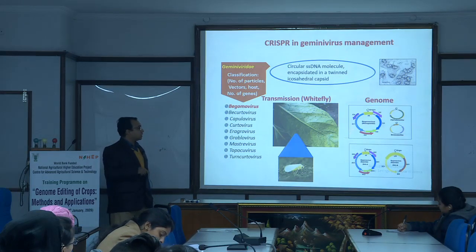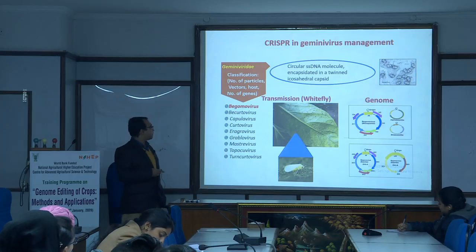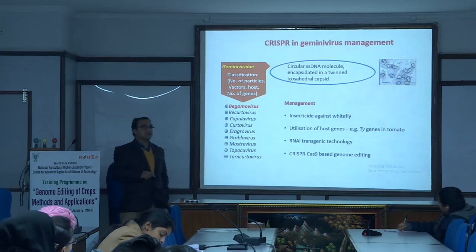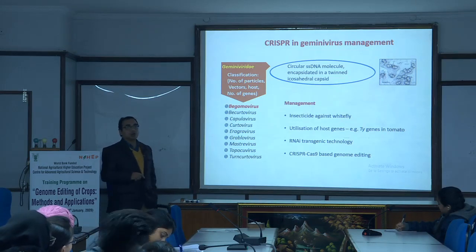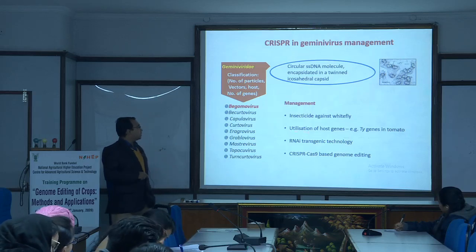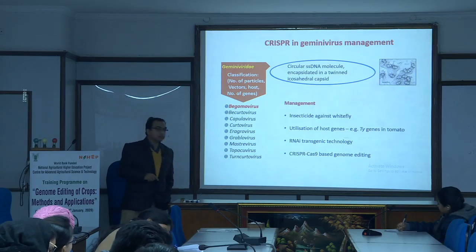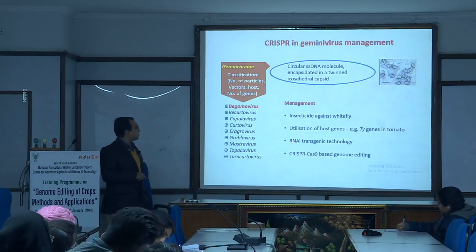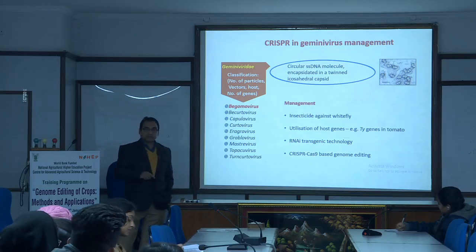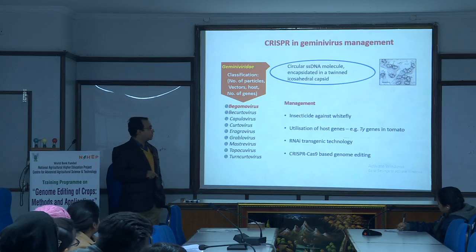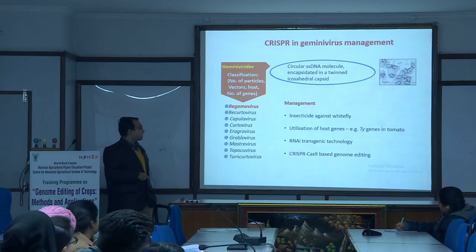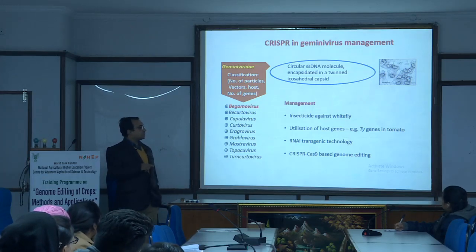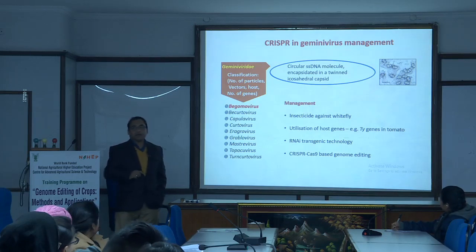So, this is, in a nutshell, the genome of this begomavirus. The management strategies available for this virus are insecticide treatment against the whitefly, which causes an enormous environmental problem, and utilization of host genes like the Ty genes in tomato, but for many crops we do not have any idea about resistance genes. Then RNAi transgenic technology is giving very promising results in managing begomavirus, and the latest addition is CRISPR-Cas9 based genome editing. So, in a nutshell, this is the overview of the begomavirus as such.